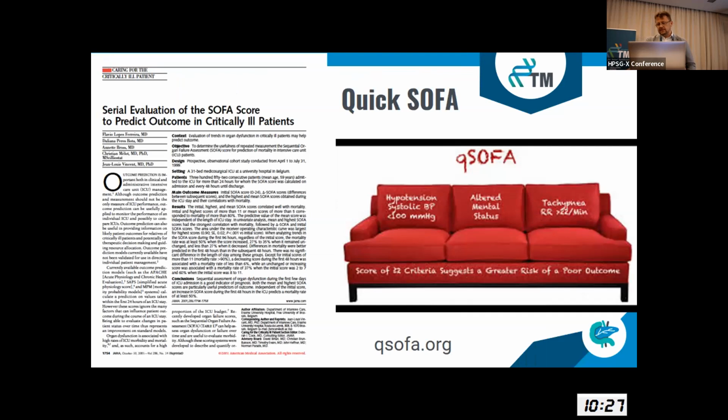The sequential organ failure assessment SOFA score predicts ICU mortality, but quick SOFA helps to screen organ system insufficiency among internal medicine patients. The three most important vital organ systems are consciousness, circulation, and respiration, and qSOFA monitors these organ systems. If the patient's systolic blood pressure is below 100 millimeters of mercury, or he or she has altered mental status, or the respiratory rate of the patient is above 22 per minute, they get 1 point, and 2 or more points suggest a greater risk of poor outcome.